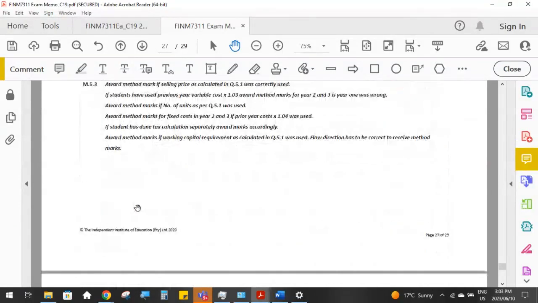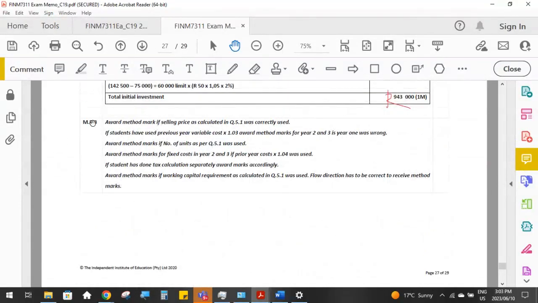And then question 5.3, what is the cash flow? So take note of these marking instructions here for the person who's going to be marking your paper.